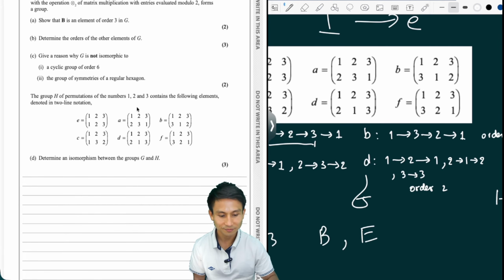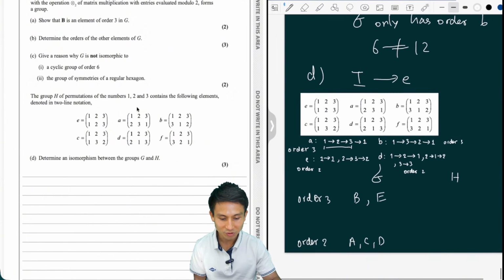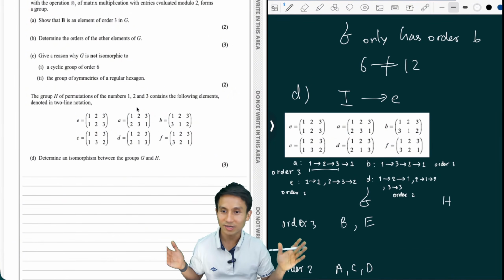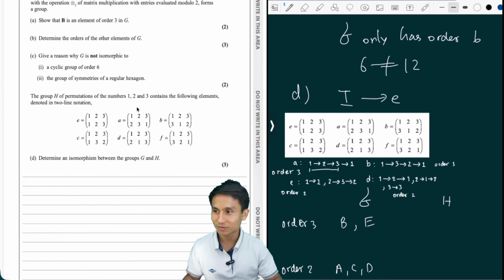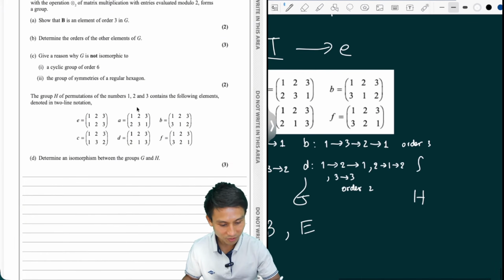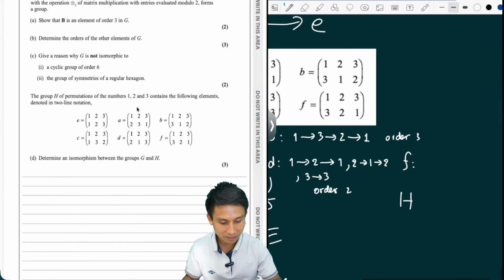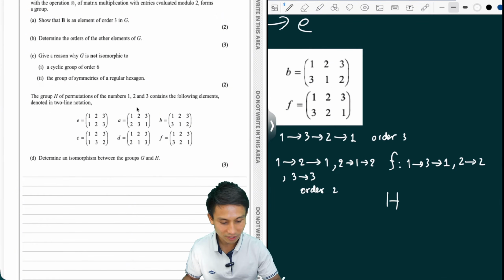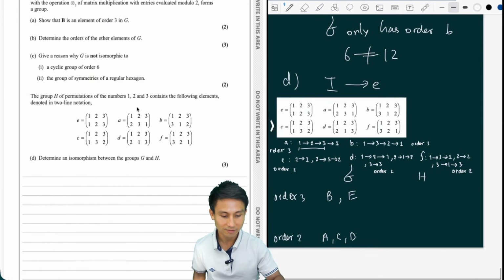All right. And I'm assuming F should be the same because there should be only 2 order 3s and 3 order 2s, right? To match, to have the isomorphism here. So let's do F. If we start from 1, we go to 3, from 3 we go to 1, same. 2 we go to 2, and if we start from 3 we go to 1, 1 go back to 3. So this is also order 2, right?